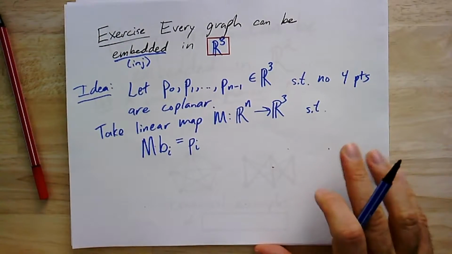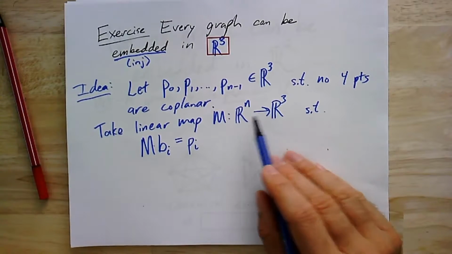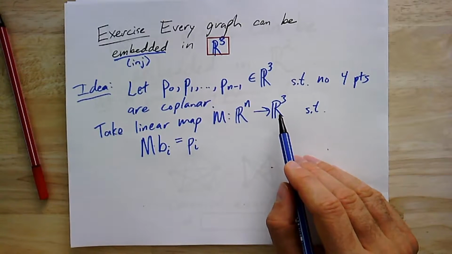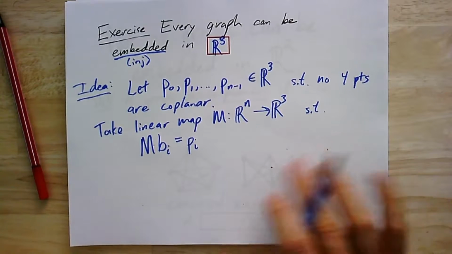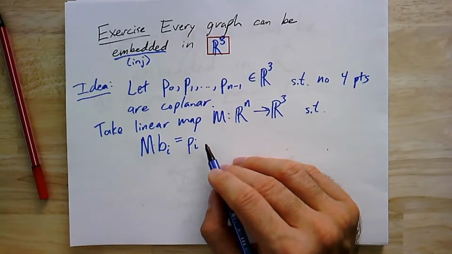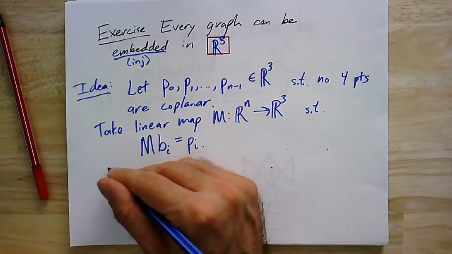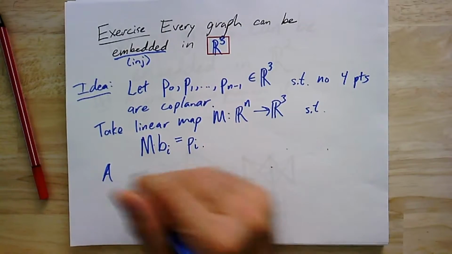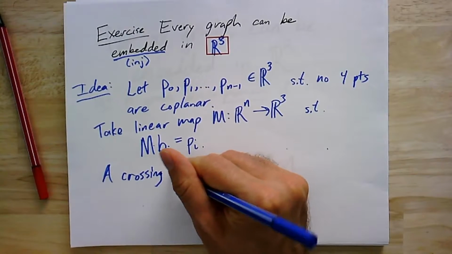So if I just write out that matrix, it gives me a linear map, and so this is a continuous function from Rn to R3, and if I restrict it to the geometric realization, it's also going to be continuous. We just have to check really that it's also injective, right? So why is it injective? Well, a crossing, that is some point where it was not injective, would be 4 points, right?